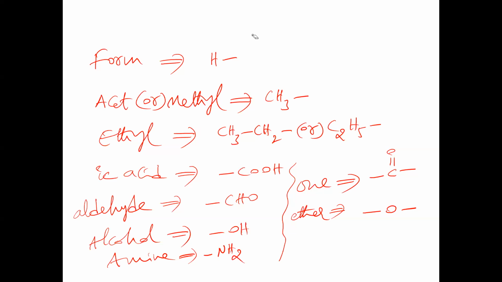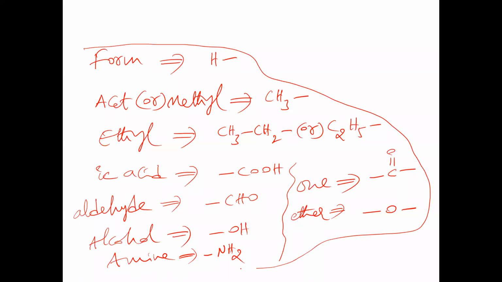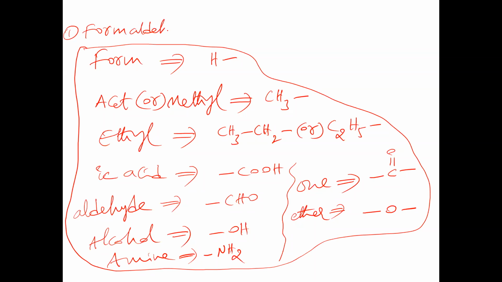Suppose I'm taking some examples here. Let's take the screenshot of this now. We'll take examples from this. And now tell me, first example, formaldehyde. If the common name is given, then form indicates what now? H bond. Then aldehyde indicates what? CHO. So simply write CHO.